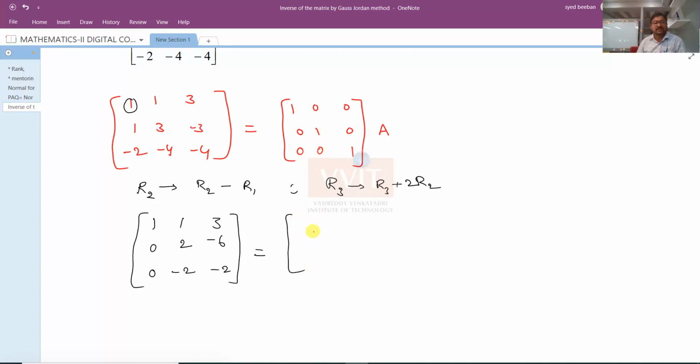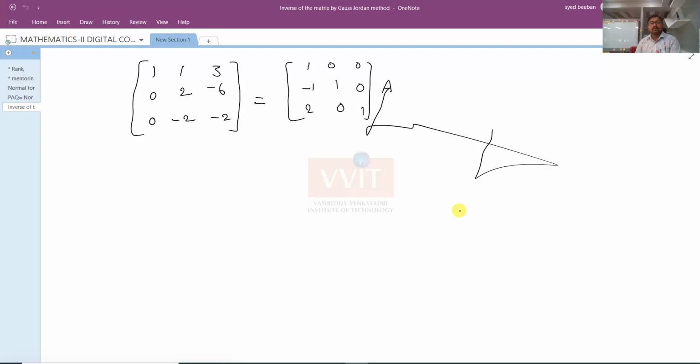So in this prefactor, R1 is not altered: 1 0 0. R2 is R2 minus R1: 0 minus 1 minus 1, 1 minus 0 is 1, 0 minus 0 is 0. R3 prime is R3 plus 2 R2: 0 plus 2 is 2, 0 plus 0 is 0, 1 plus 0 is 1, times A. And further, oh sorry, due to some technical issues here it is not erasing. Anyhow, this is A, this is A.